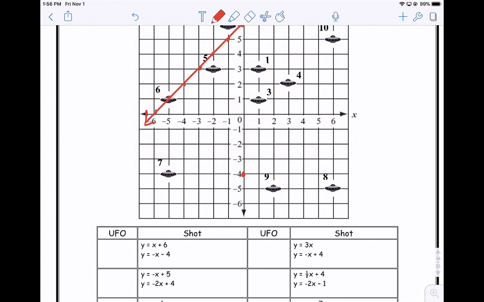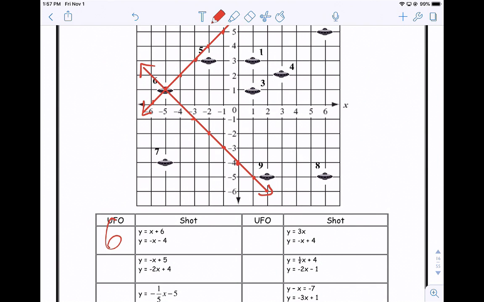I'll keep it in red. Here the y-intercept is -4 and our slope is -1, so we go down 1 over 1 in each direction. If I go backwards, I go up 1 over 1 in each direction. If you look at this, the first system gives me UFO 6, so we'll put the UFO here. Again, you're just graphing each system of equations and seeing where they cross.